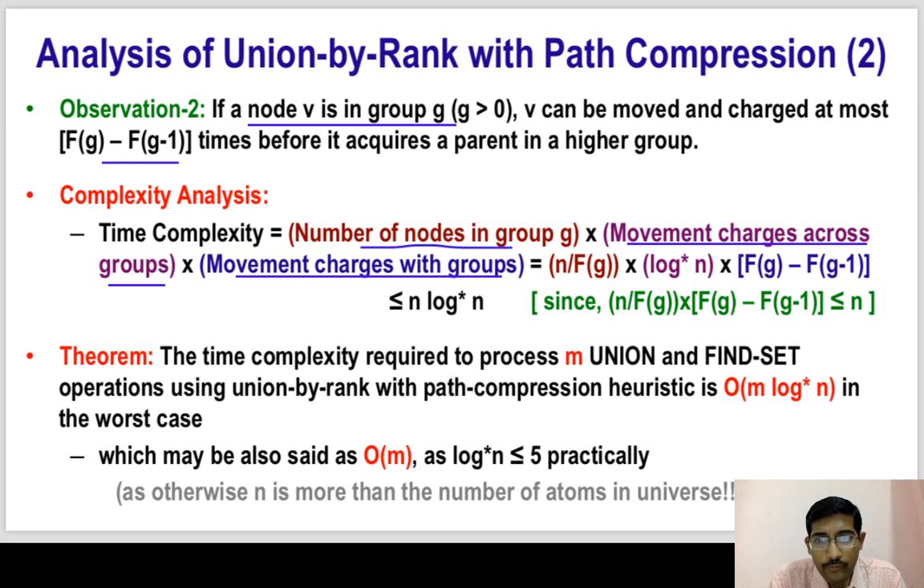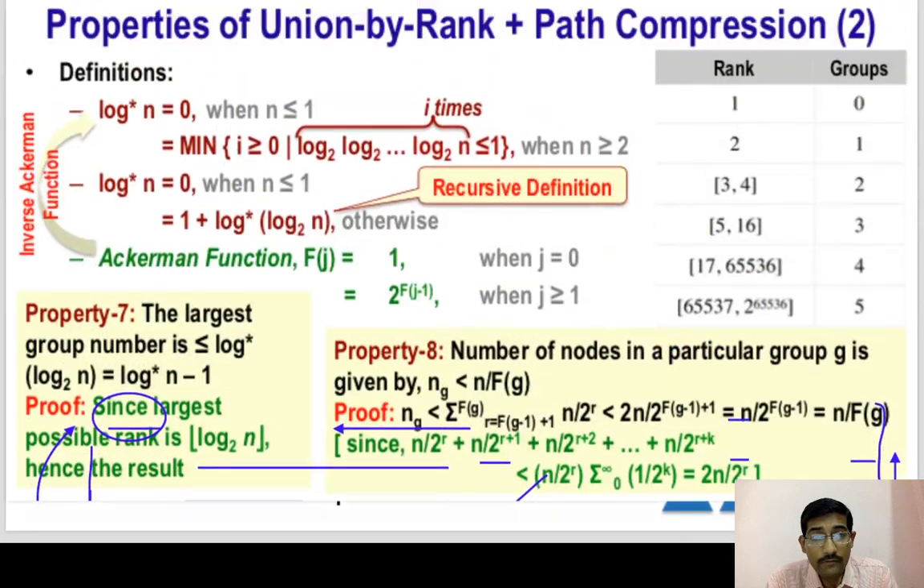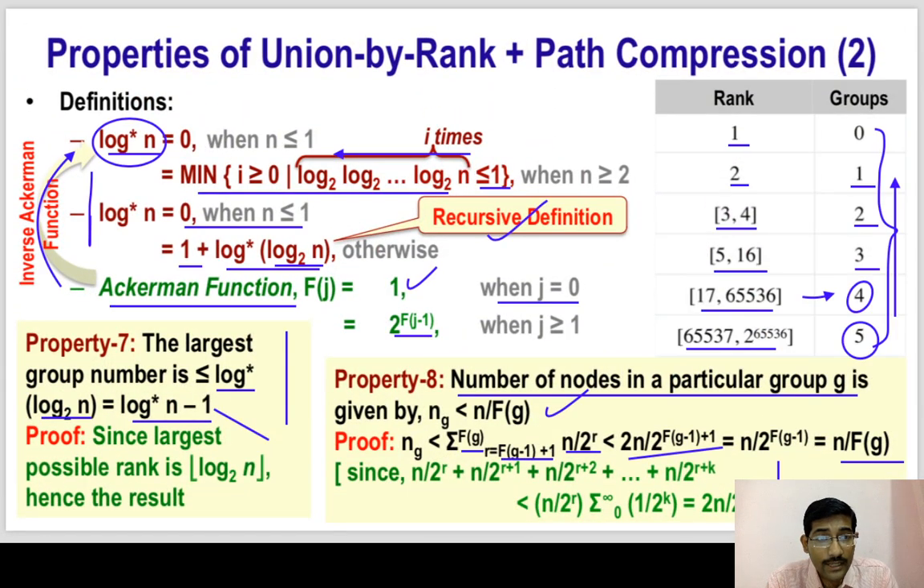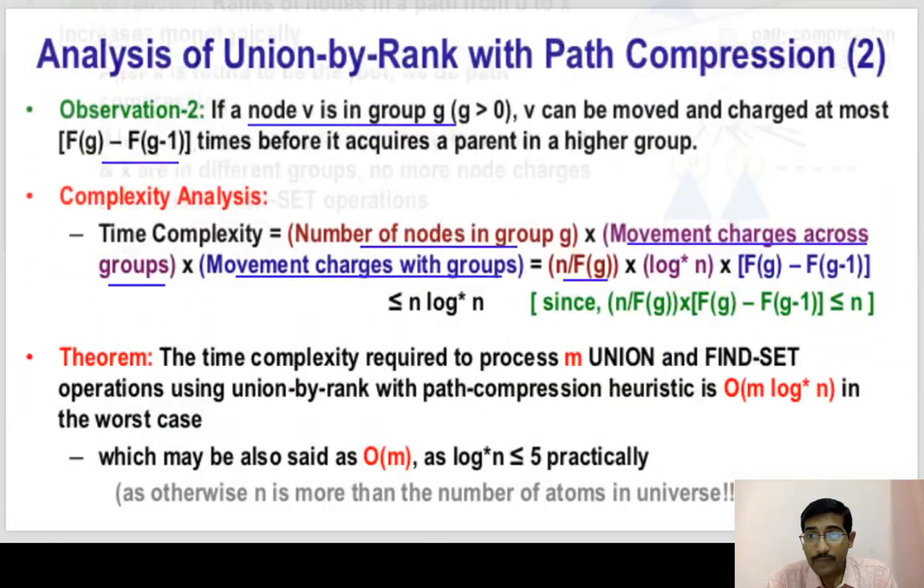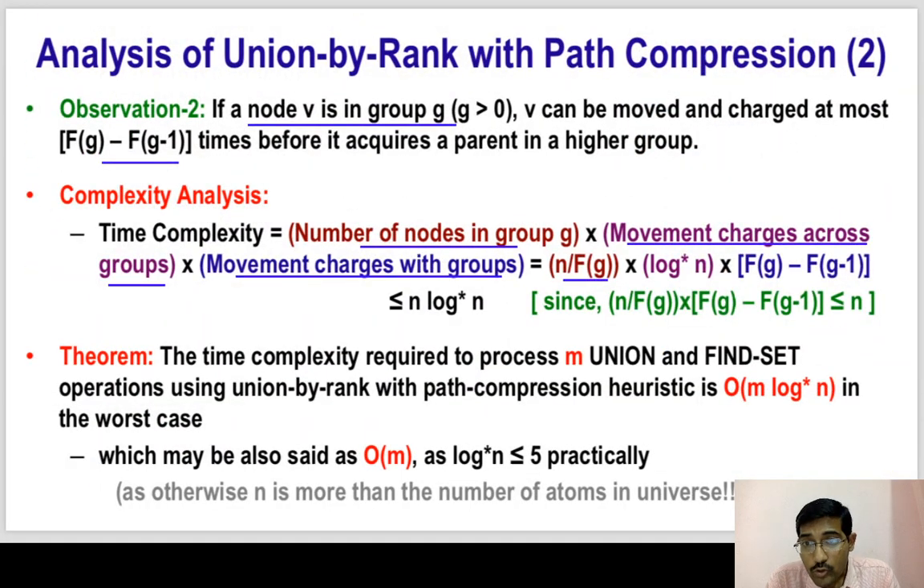And for every node we will do this, so we will multiply with the number of nodes. So we have seen that for a group G, the number of nodes is this much. And in the previous property, we have also seen there are log star n minus 1 number of groups. So therefore it is bounded. The movement across groups during path compression is bounded by log star n. And within groups, as we have seen, this many ranks a node can switch into due to path compression.